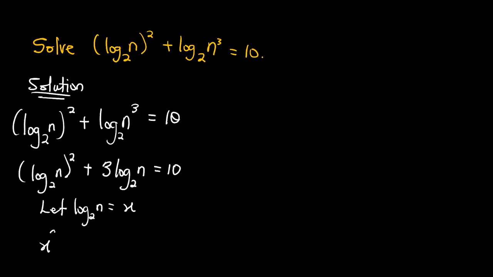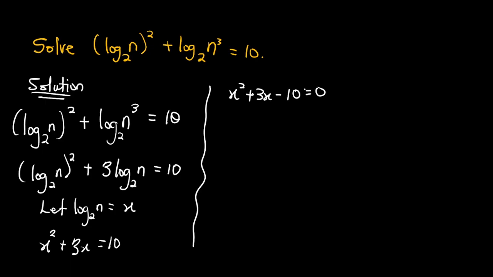Then the square will come over here. Then plus over here, I have my 3, and then my x is over here. And this is equal to 10. Are we okay? So from here, all I have to do is to rewrite this equation. So I'll have x squared plus 3x minus 10, and this is equal to 0. So this now gives me a quadratic equation, which I need to solve to get my final answer.